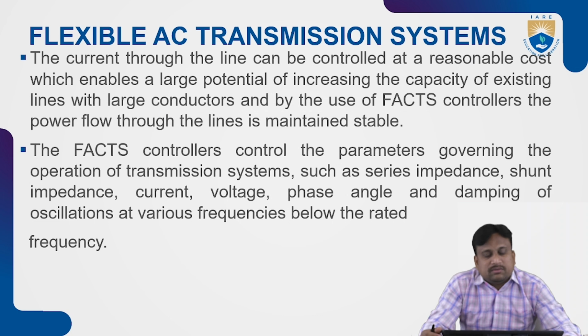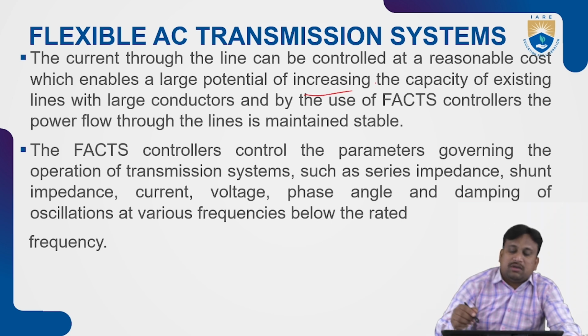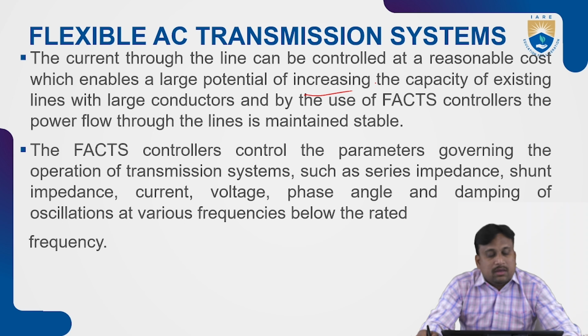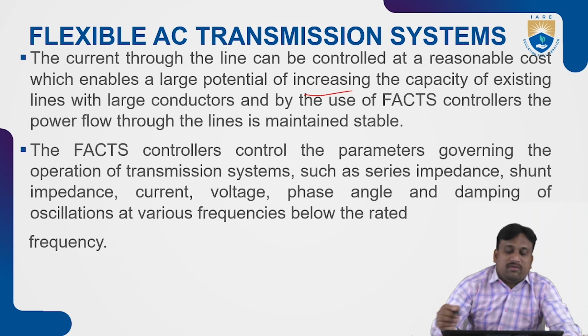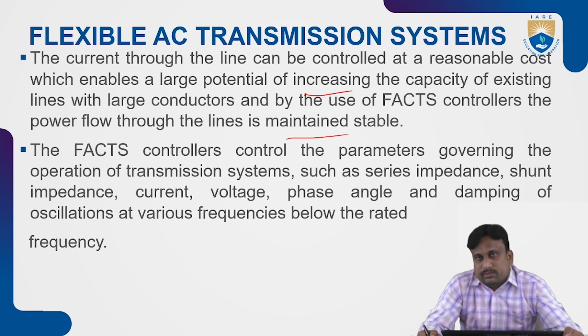When the current through the line can be controlled at a reasonable cost, it enables large potential for increasing the capacity of existing lines with large conductors. With the utilization of FACTS controllers, power flow through the lines is also maintained stable. We should look into that: whatever power is flowing through the lines should be maintained stable. Why? Because, as I just told you, we need to reach the load target.